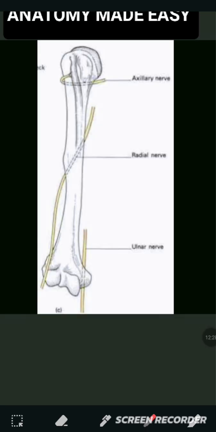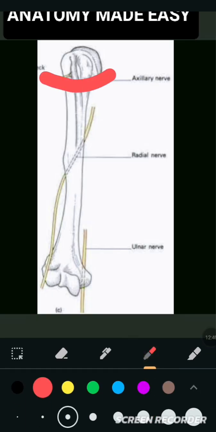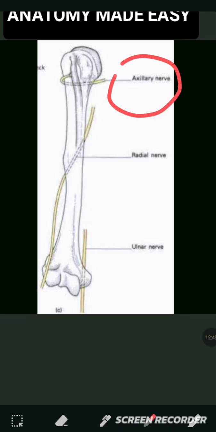Then we will move towards the nerves that are associated with the humerus. The nerve that is around the surgical neck, here is the surgical neck, is called the axillary nerve. If this nerve is injured due to a fracture in the neck region, then it will cause the paralysis of the deltoid muscle and the shoulder.